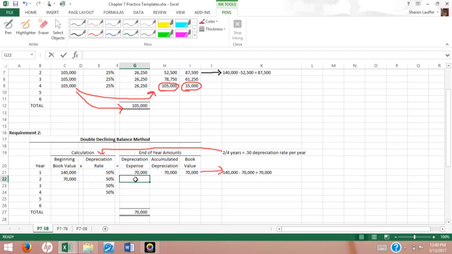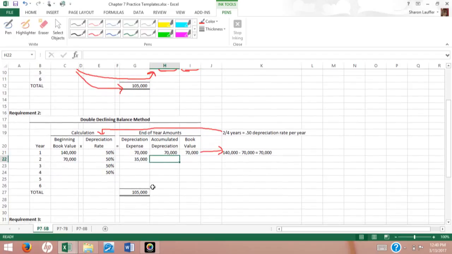70,000 times 50% is $35,000. Our accumulated depreciation up to this point is $70,000 that we had previously, plus $35,000 gives us $105,000 in accumulated depreciation. Our book value at this point is the $140,000 cost less the accumulated depreciation of $105,000 gives us a book value of $35,000.